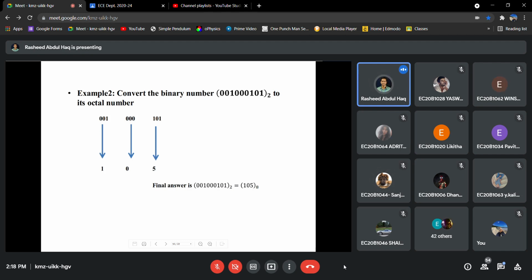For example, I don't think I have an example with 10 digits. If we are having 10 digits, then we have to group from the right side. The first 3 digits will be grouped, 3, 3, 3. Then 9 digits will be gone, and the last number will be grouped. For example, if we are having 1 followed by 9 zeros, then the octal number will be 1 0 0 0, 4 digits. Understood?